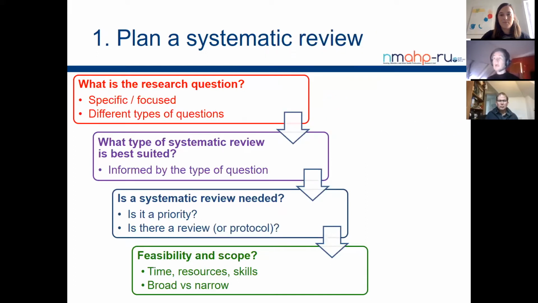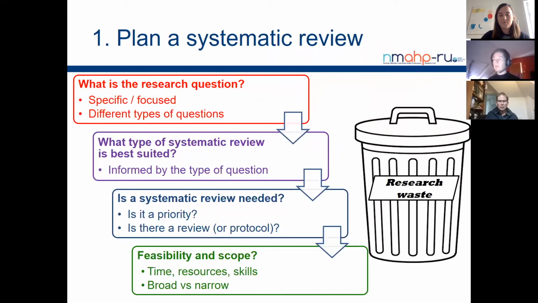Having drilled down and decided on your question, it's very important to take a bit of time to think about whether a systematic review is actually needed here. Is it a priority? Is it something that matters to stroke survivors, carers and health professionals? And has somebody already done that bit of work? Because if they have, then you're just going to contribute to research waste by spending your time doing it.